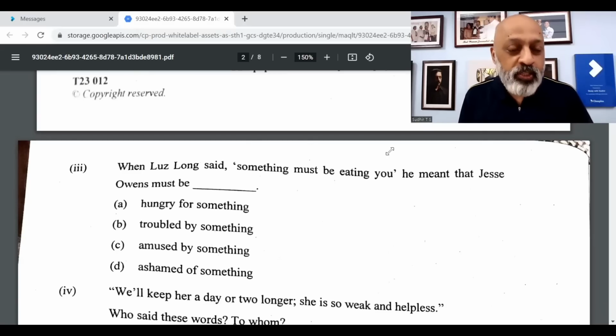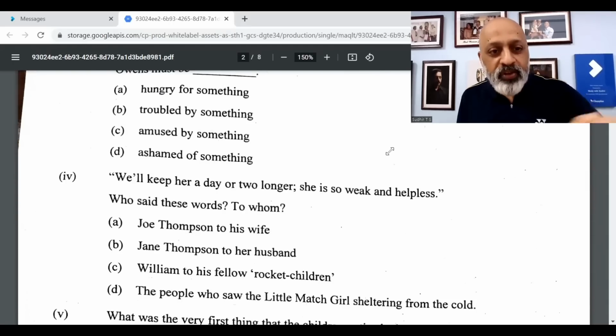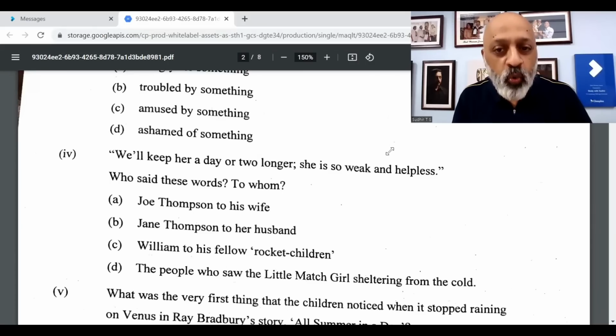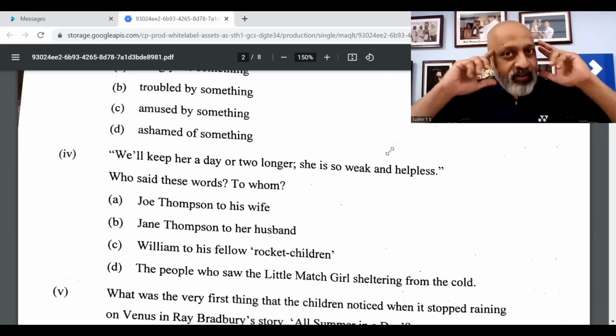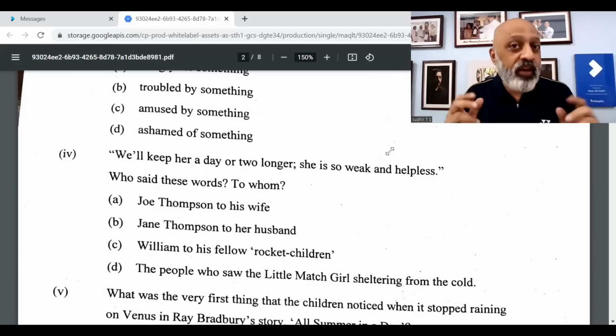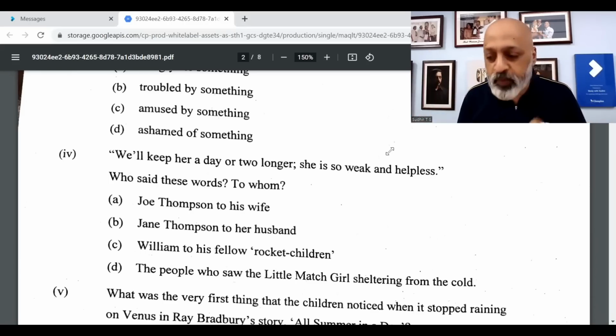Something must be eating you. He meant that Jesse Owens must be troubled by something. We will keep her a day or two longer. She's so weak and helpless. Who said these words and to whom? Now, if you have not read The Angel in Disguise very carefully, you could get confused. But the option here is B, Jane Thompson to her husband.